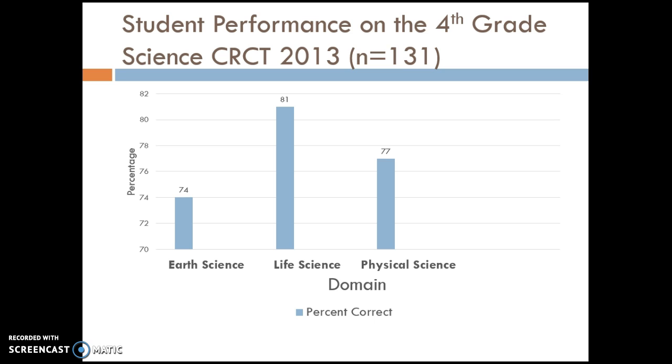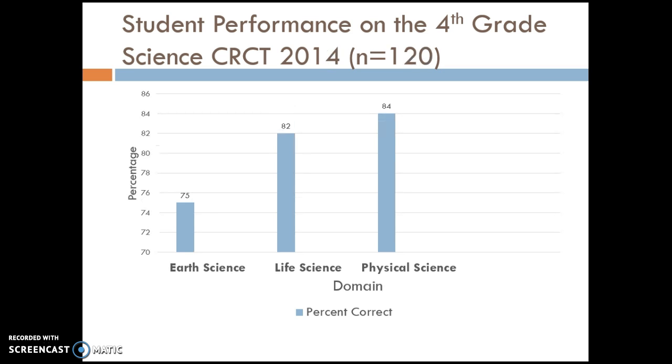Here we have the student performance on the 4th grade CRCT in science for 2013. The number of students taking the test that year was 131. As you can see, earth science did not improve. It still has 74% correct, life science 81% correct, and physical science 77% correct.